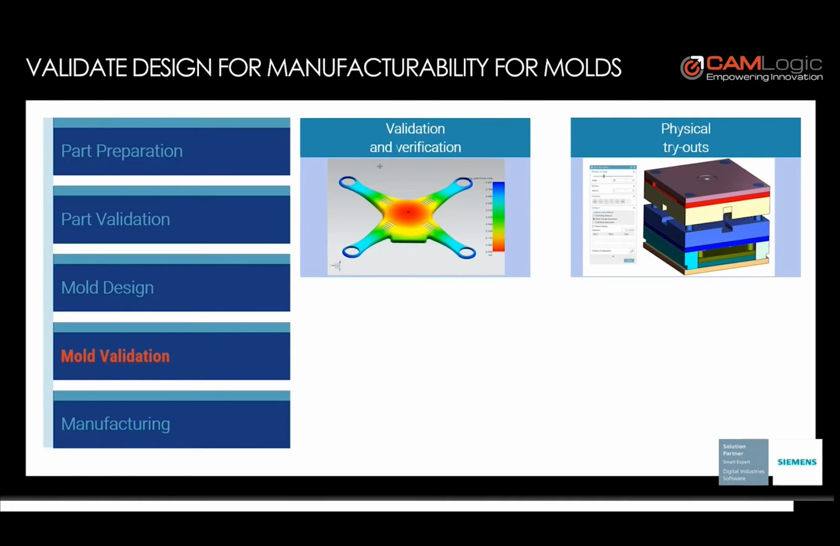Right, so there's two parts to this. First, the validation solution, making sure that we're not creating errors, or if we find any errors, we can rework them earlier in the process before we get to the physical tryouts, right?